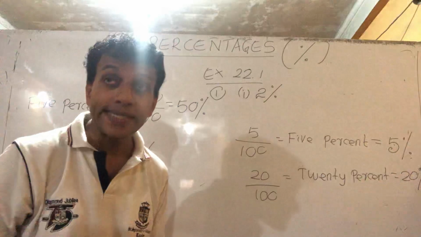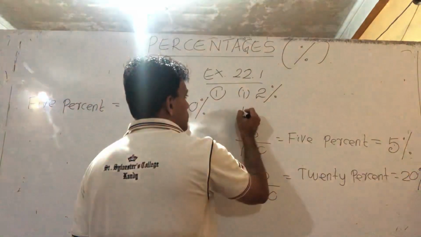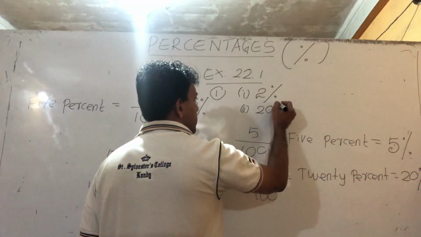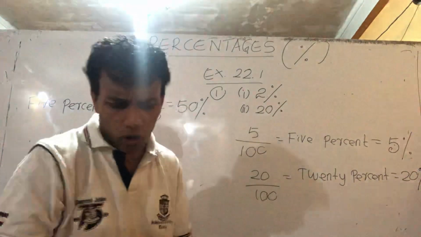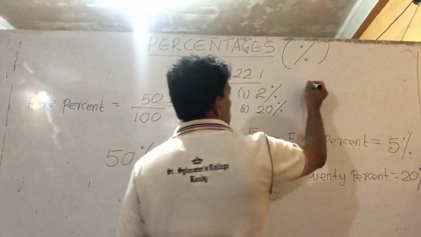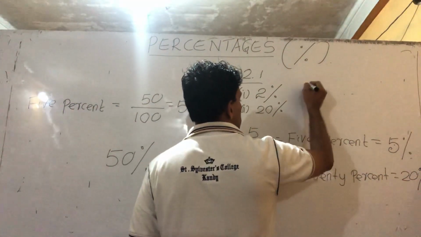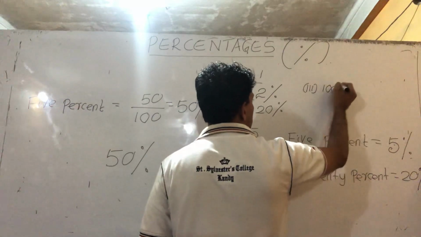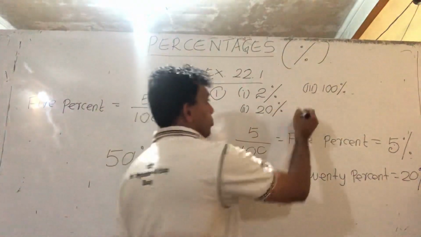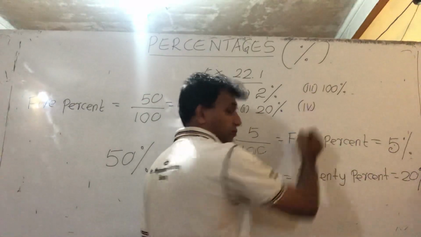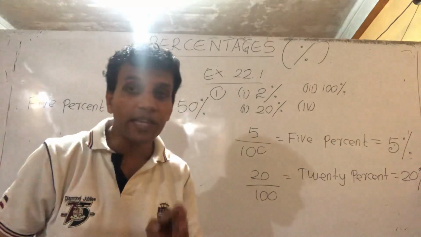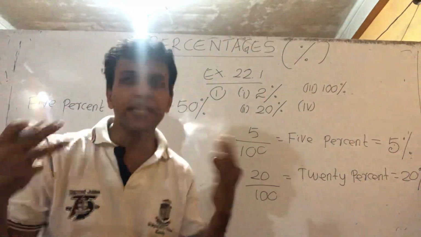Second one, 20%. Okay, like that you can complete all. 100%. Okay, so third part answer, 100%, like that. Okay, so the fourth part, what is that? 175%. It can be any number, no matter.